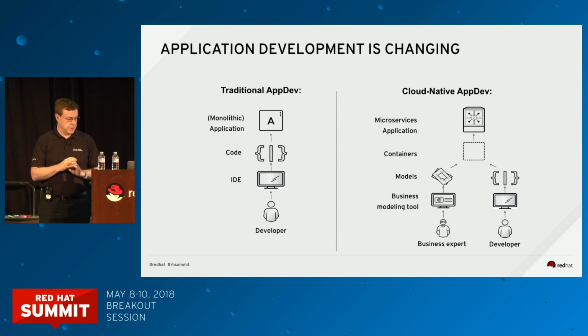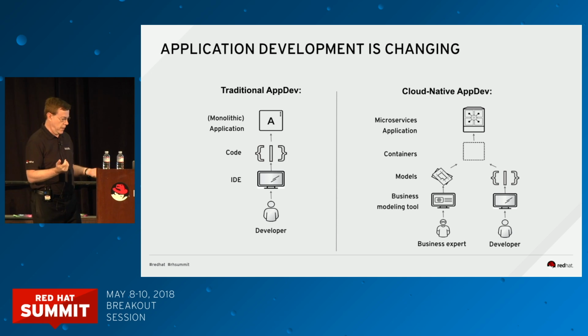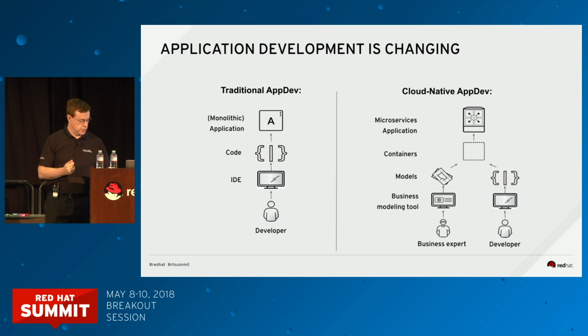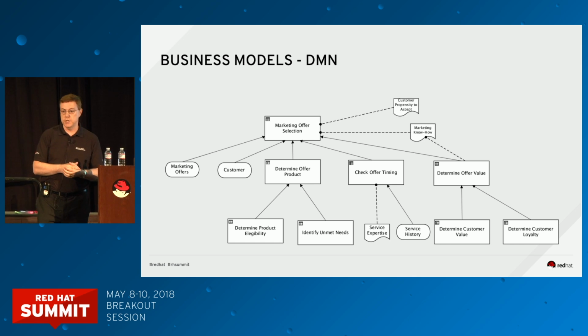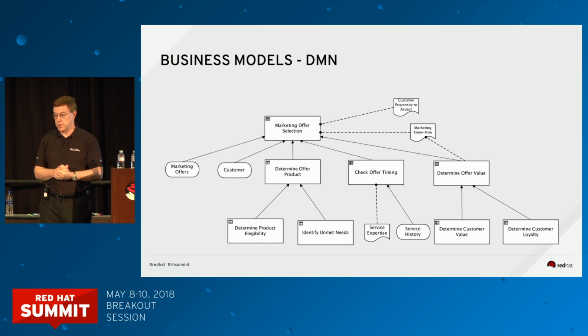One way I like to think about this is that these business folks are still writing code. They're writing source code. It just doesn't look like Java. It doesn't look like COBOL or any other language. It looks maybe something like this. This is a Decision Model and Notation model of a business decision.